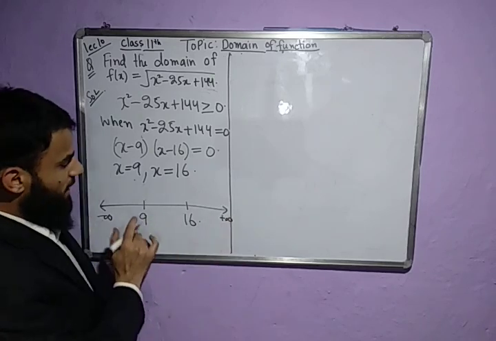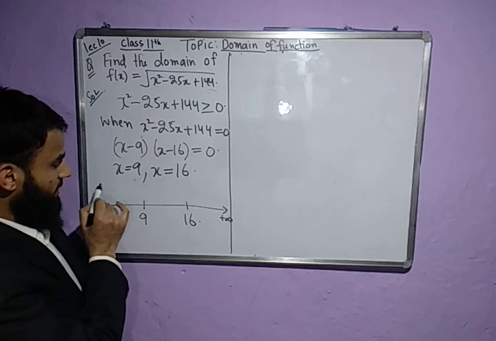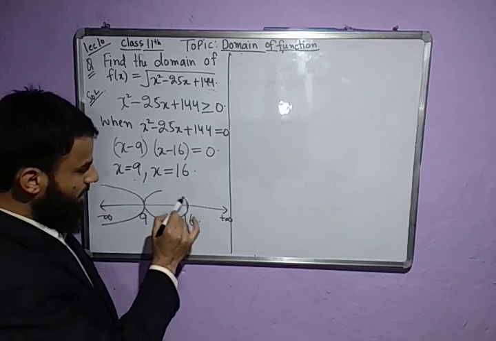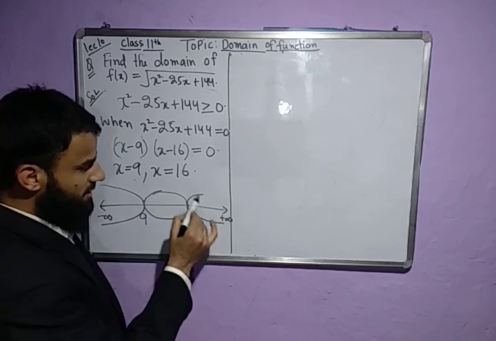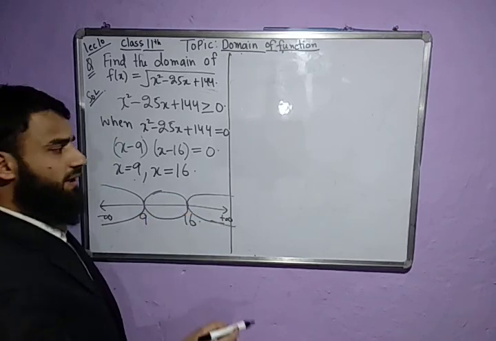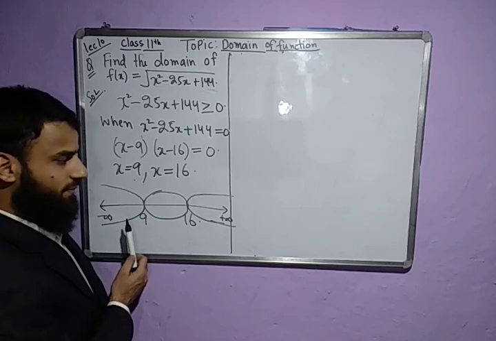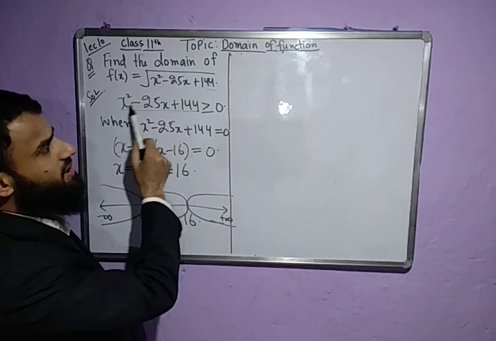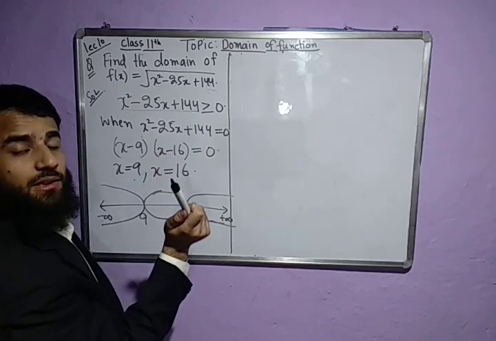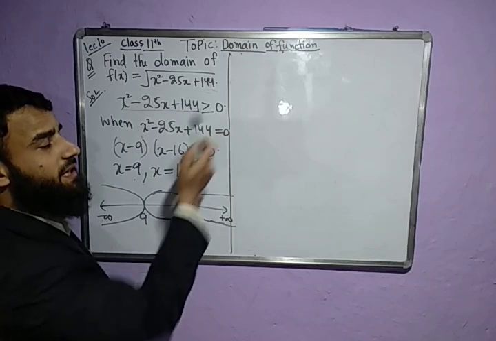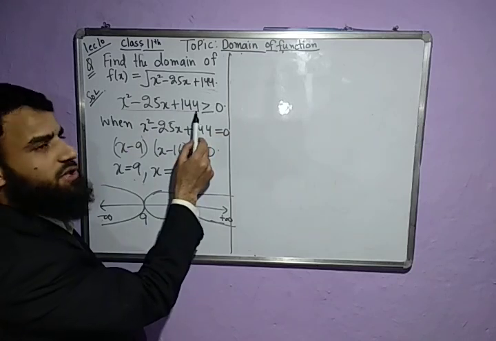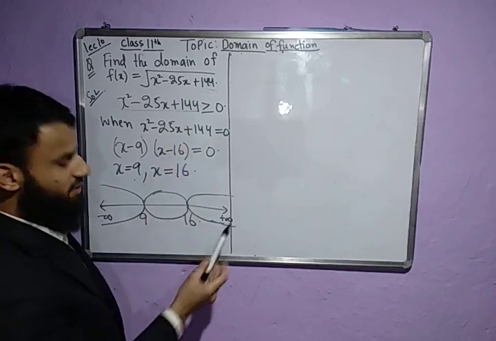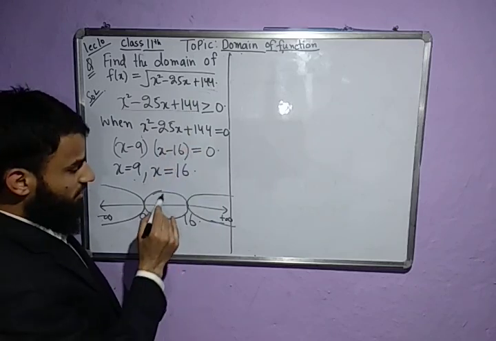So I am getting 3 regions. My number line is divided into 3 regions. This is one, this is another, and this is another. Now let us check the signs of this function. You know this negative sign is not valid. Why? Because it should be greater than or equal to 0, which means it should be positive. Where this expression is positive, we'll write here positive.